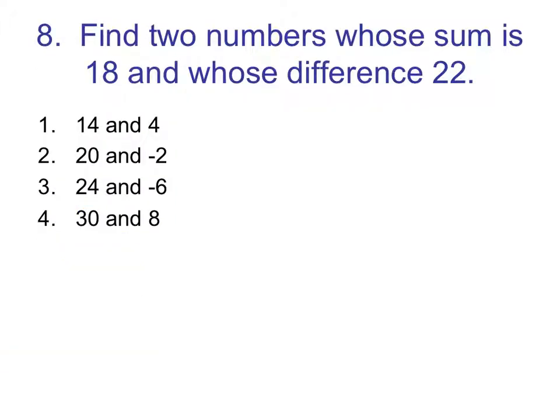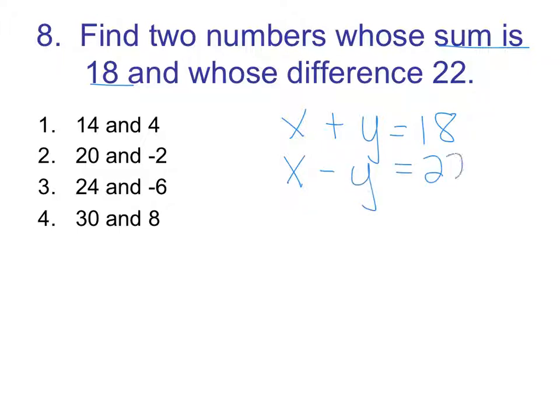All right, and number 8 is a nice little word problem here, and it says find two numbers whose sum is 18 and whose difference is 22. So since we don't know the numbers and they're not the same, we can't call them the same variable, so we have to assign each of these numbers a different variable, and we'll just use x and y. And the two equations we're going to get is one equation showing that when you add these two numbers, x and y, you're going to get the sum of 18, but when you take these same two numbers and subtract them, the difference is 22.